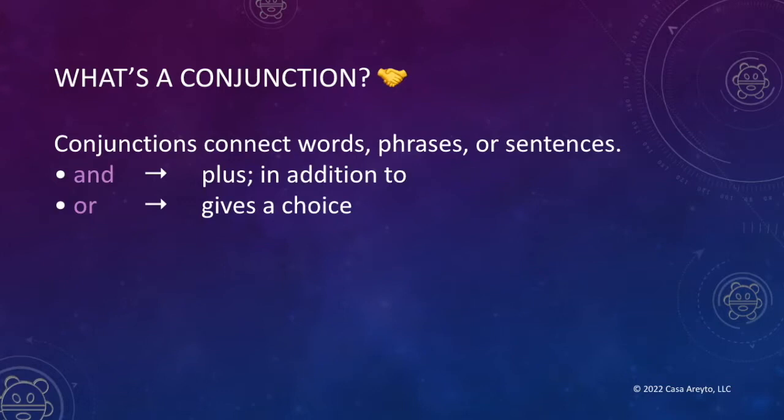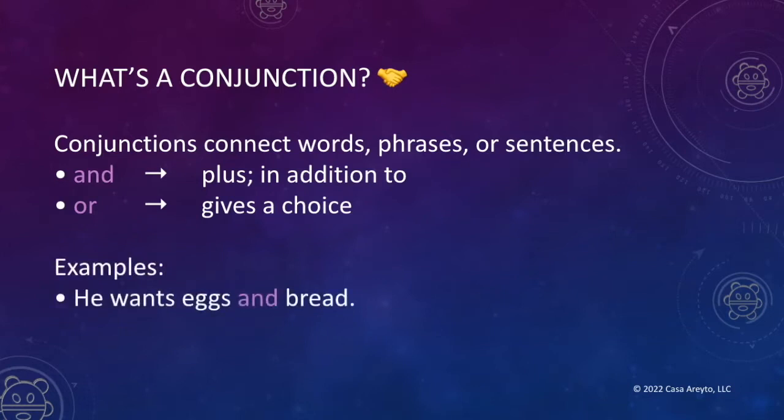So let's look at these examples. He wants eggs and bread. That and adds information. It says that he wants bread in addition to eggs. Do you want coffee or tea? In this example, the or gives a choice between coffee or tea. So you see how these conjunctions work?